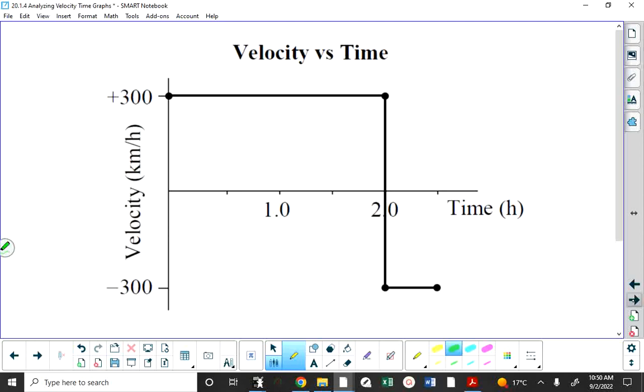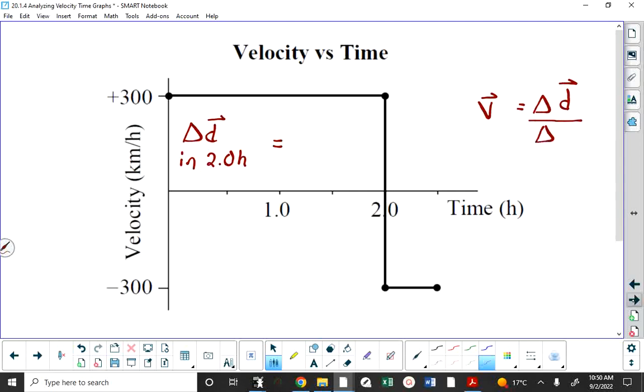So the first thing I want us to do is I would like everybody to find the displacement, the change in the position, in the first 2 hours. What is it equal to? Let's see. Well, we know that velocity is displacement over time. It's change in position over time. That's a formula given to you on your formula sheet.